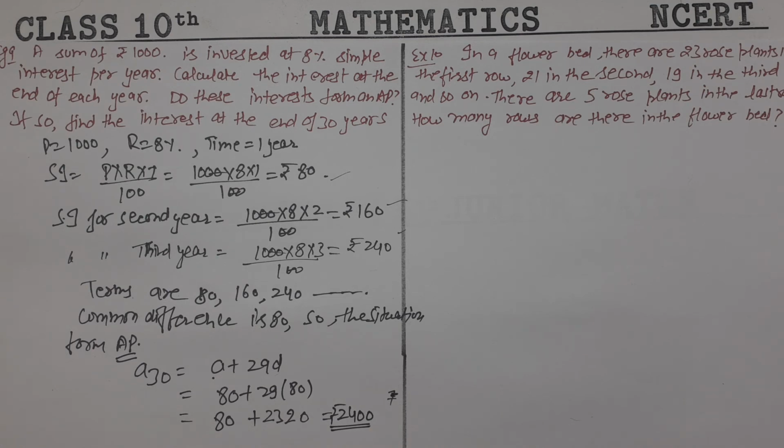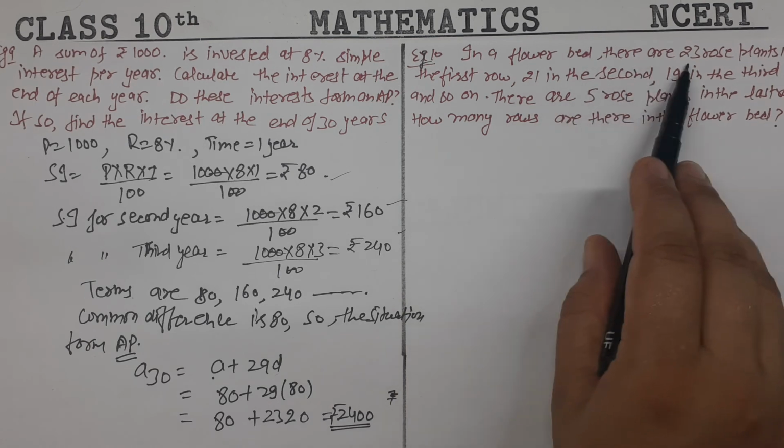Student, listen carefully. Simple interest always forms an AP and compound interest always forms a GP, geometric progression, which we do in class 11th. Example number 10.